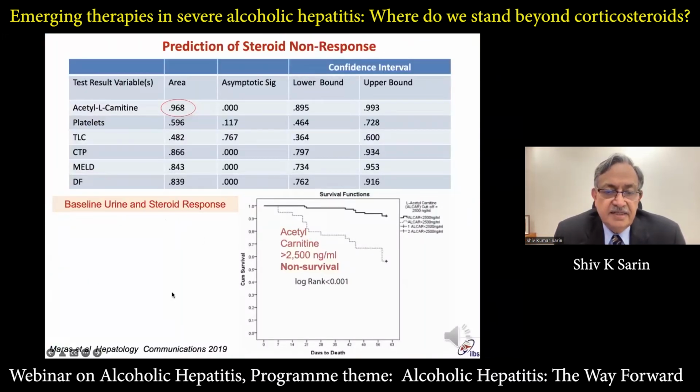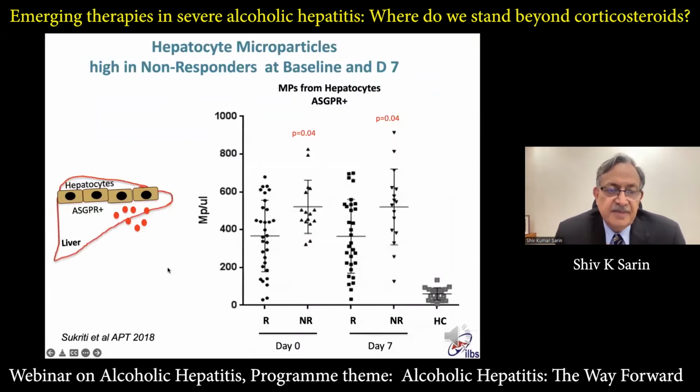Acetyl carnitine, if the level is above 2,500, survival is poor compared to those below. This only shows a shift from a fat metabolism. There is a glycolytic pathway which is responsible. So there is a pump failure, energy failure, which is the major response to this.